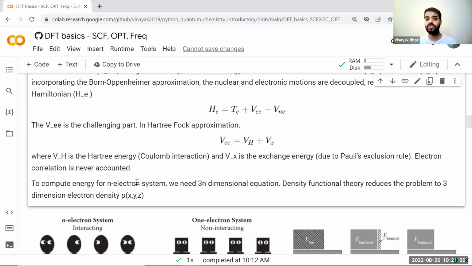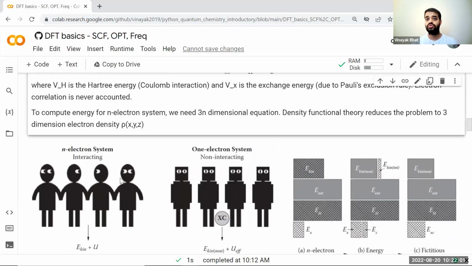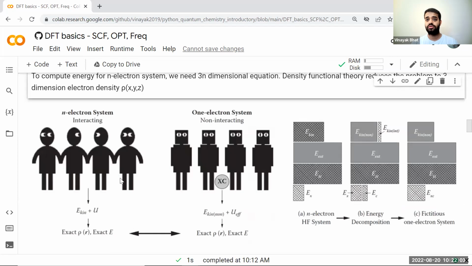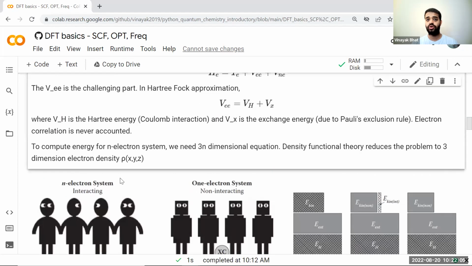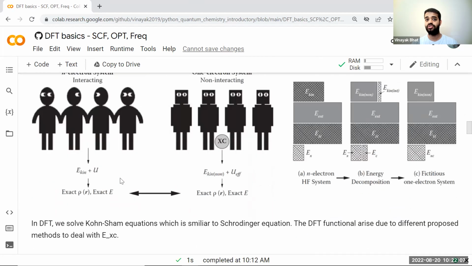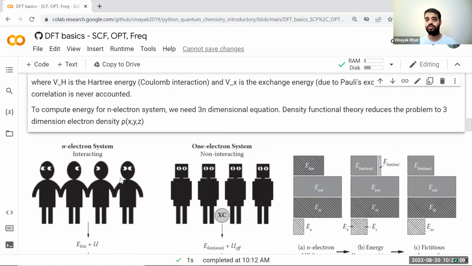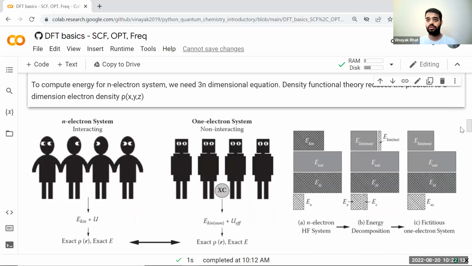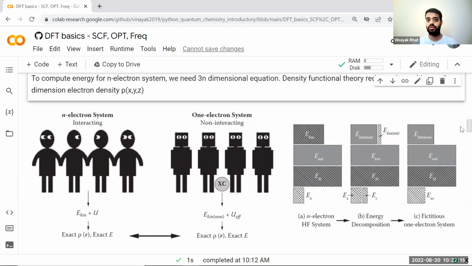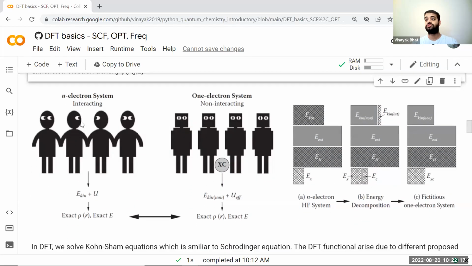So what do you do in this? What we are doing in density functional theory is we are assuming this. Let's see if I can get this picture right. So we have n electron systems. Like in water, we have electrons from hydrogen and we have electrons from oxygen interacting.